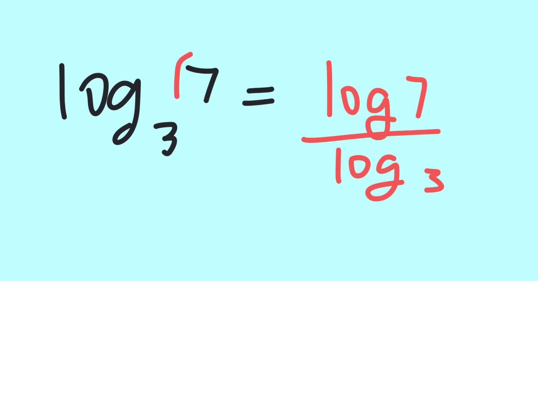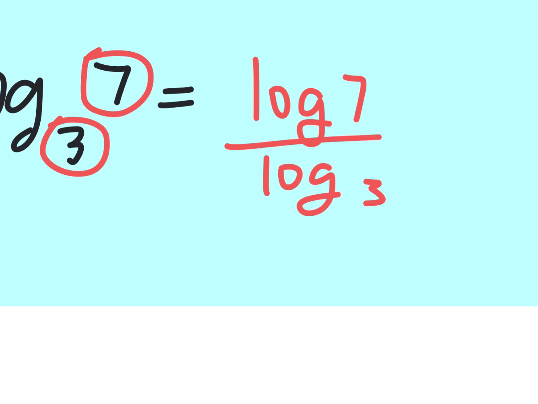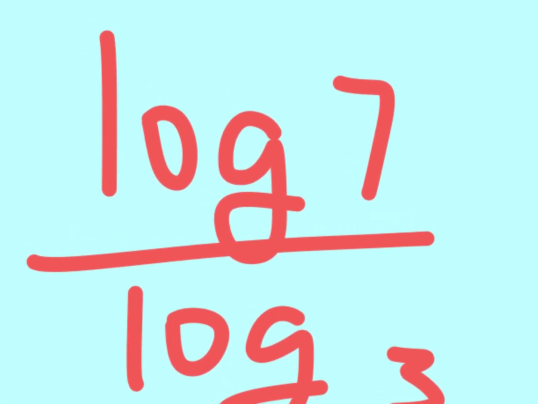You can take log of the argument and put it over log of the base, and they will stay equal to each other. Like the black one and the red one are equal. They give you the same answer. And I know that seems weird, but it's true. Okay? Now, I want to challenge you then, what's the base of the top log?